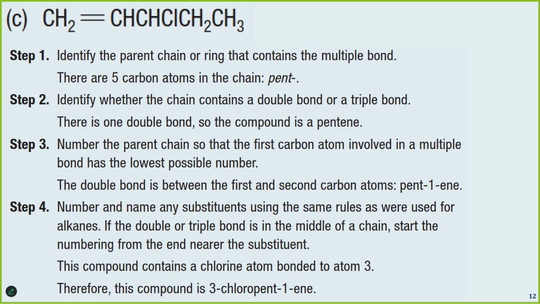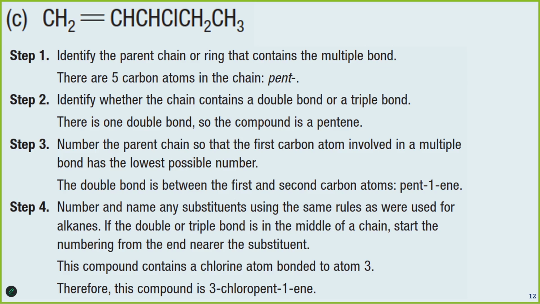Okay, first of all, there are 5 carbon atoms in the chain, right? So again, we should use the prefix pent or penta. Then identify whether the chain contains a double bond or triple bond. There is 1 double bond apparently. So the compound is pentene. So this time we need to remove the a, right? Because pent is followed by e, and e is a vowel, so we should use pent. So the base name is pentene.